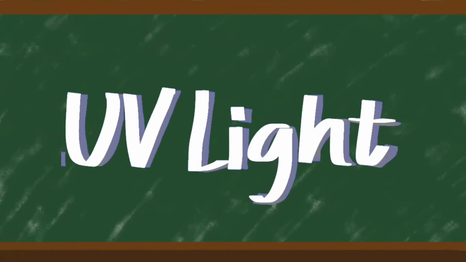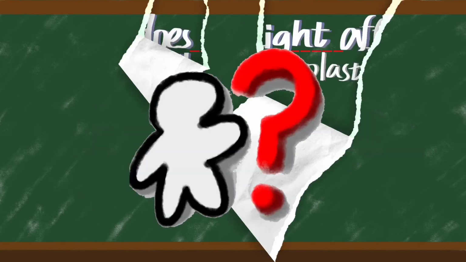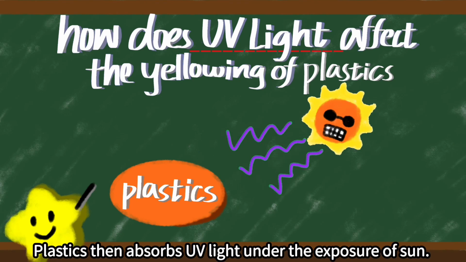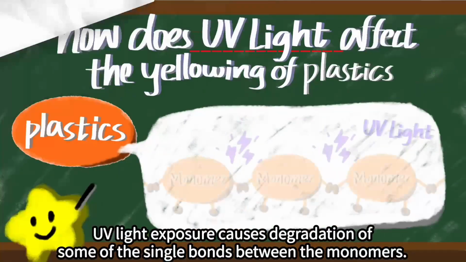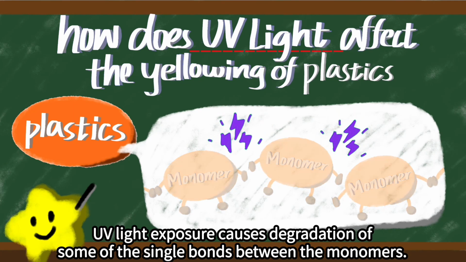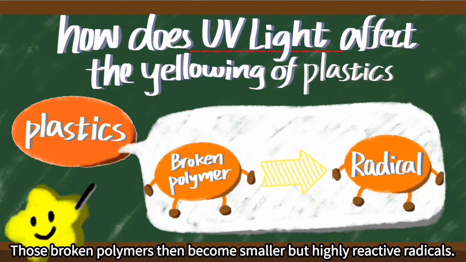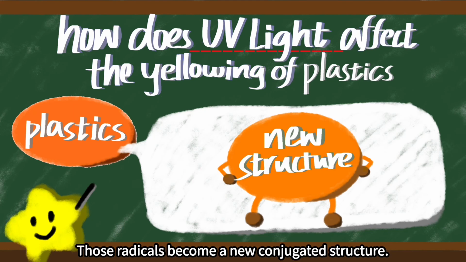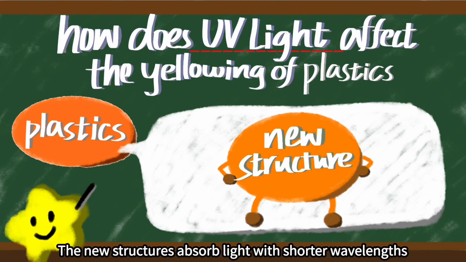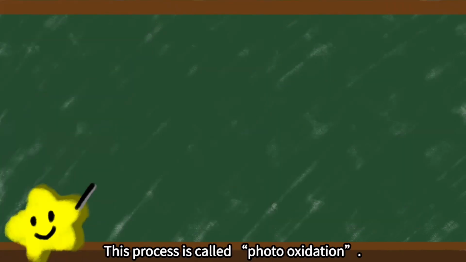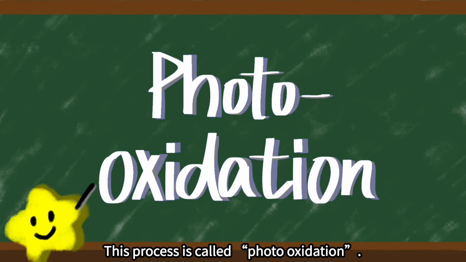Then how does UV light affect the yellowing of plastics? UV light is emitted by the sun. Plastics then absorb UV light under the exposure of the sun. Inside plastics, UV light exposure causes degradation of some of the single bonds between the monomers. Those broken polymers then become smaller but highly reactive radicals. After reacting with oxygen and undergoing propagation, those radicals become a new conjugated structure. The new structures absorb light with shorter wavelength, causing the yellow appearance of plastics. This process is called photooxidation.